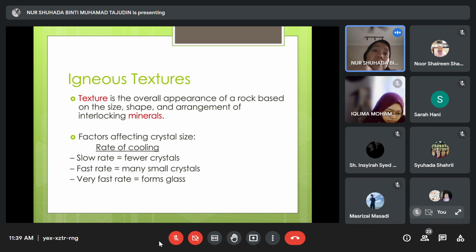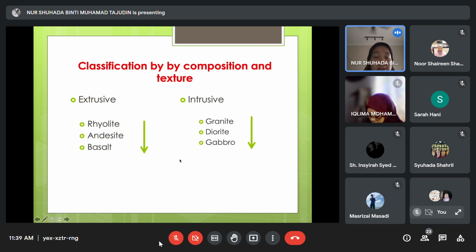That is because of batuan tu makin lama, ataupun dia punya process of the pressure and heat tu makin lebih mencantikkan dia. Okay, faham? Okay, so this is just for you to understand why rocks have different colors.